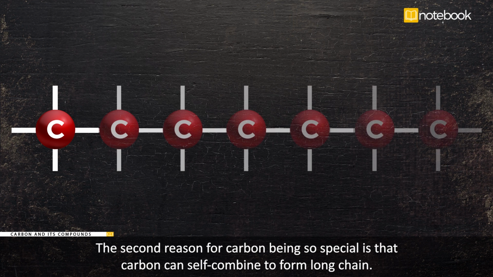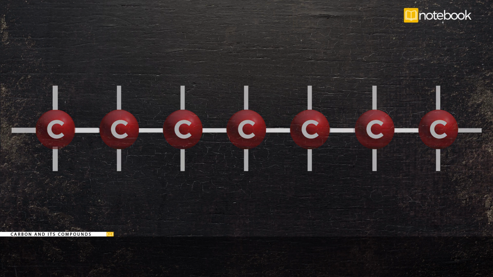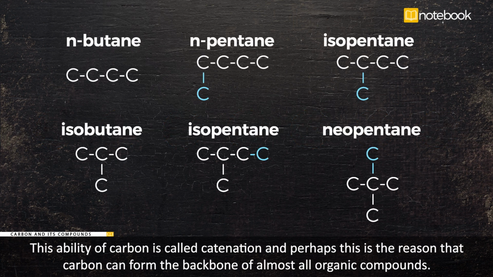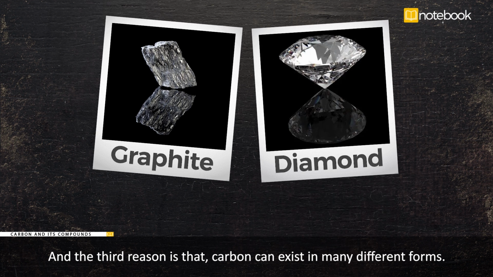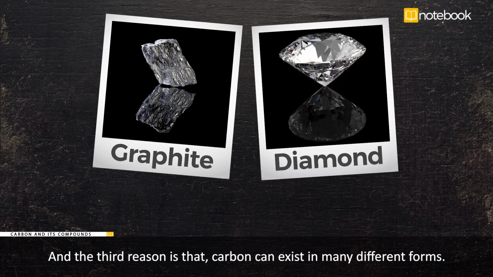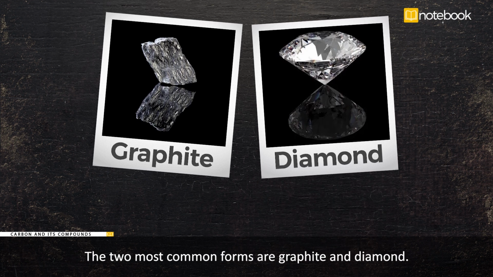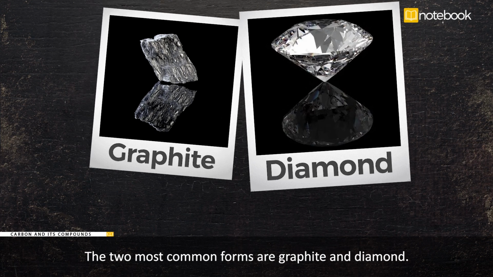The second reason for carbon being so special is that carbon can self-combine to form long chains. This ability of carbon is called catenation, and perhaps this is the reason that carbon can form the backbone of almost all organic compounds. And the third reason is that carbon can exist in many different forms. The two most common forms are graphite and diamond.